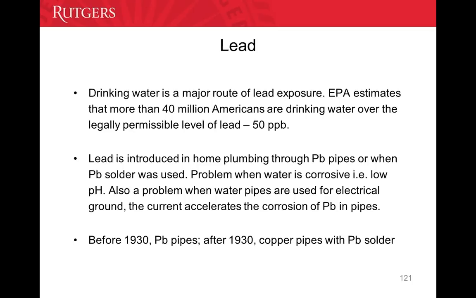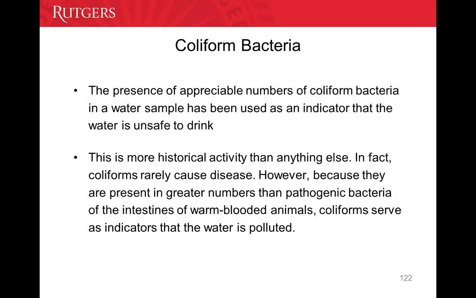It's pretty amazing that EPA estimates that 40 million of the 300 million Americans are drinking water that has lead levels over the safe drinking water level. Okay? It comes from pipes, it comes from solder, it comes from corrosive activity of the pipes. Before the 1930s, we had lead pipes. After 1930, we didn't have lead pipes. We had copper pipes, but the solder, the stuff that holds the copper pipes together, had lead in it.